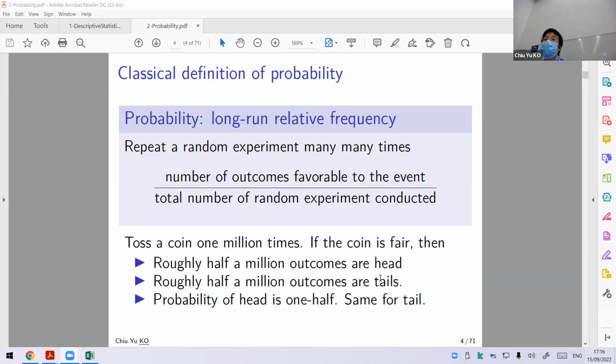And sometimes the expert would say, what's the probability that there will be an earthquake next year? These are all judgments, or what we call subjective probability. This is related to your belief.